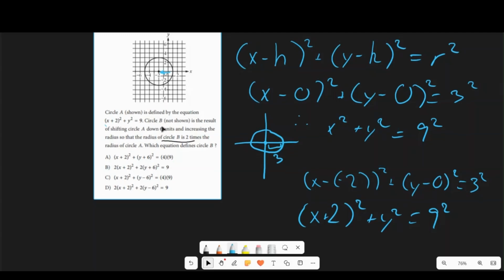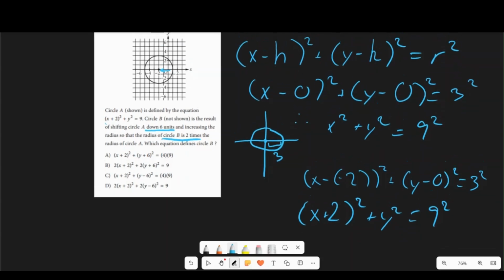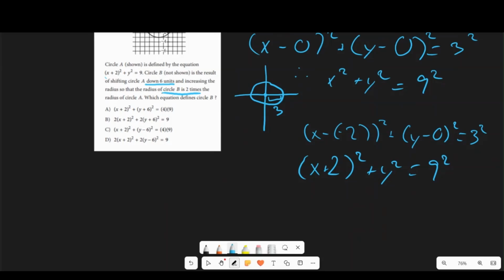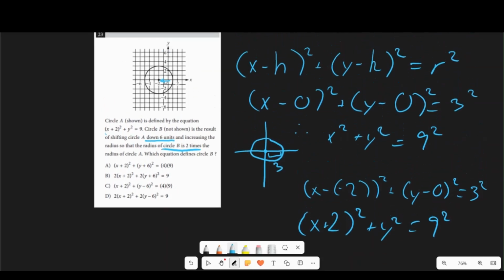Now, let's see what they're asking us. They're asking which equation defines circle B, and recall that circle B is simply circle A shifted down 6 units, with a radius 2 times the radius of circle A. So if we were to shift this down, we would basically have to change our k value.